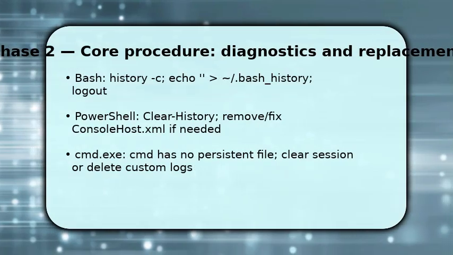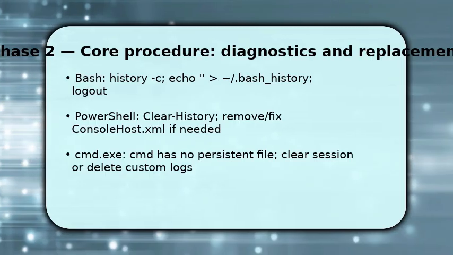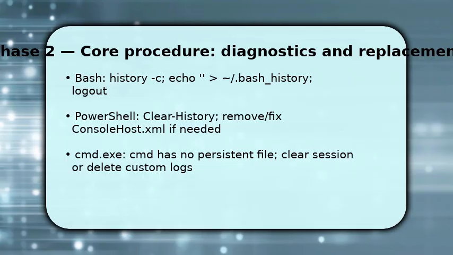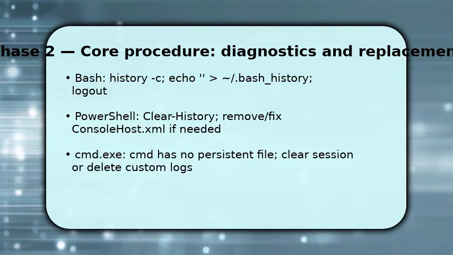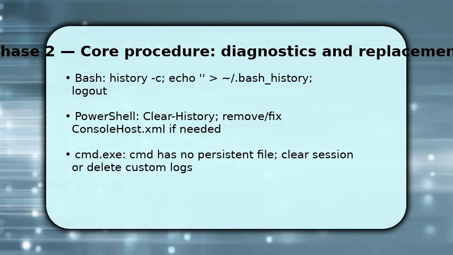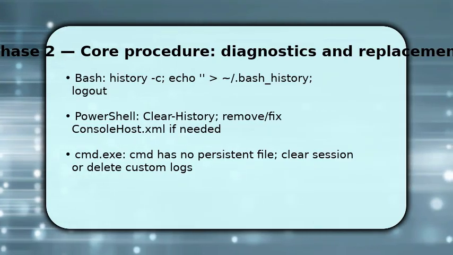Now perform the deletion steps specific to your shell. For Bash, run history -c, then overwrite ~/.bash_history with an empty file and log out to ensure the shell writes the empty state. For PowerShell, run Clear-History, and for the Windows console, clear or remove console host history files located in your user profile. Restart the host to apply.